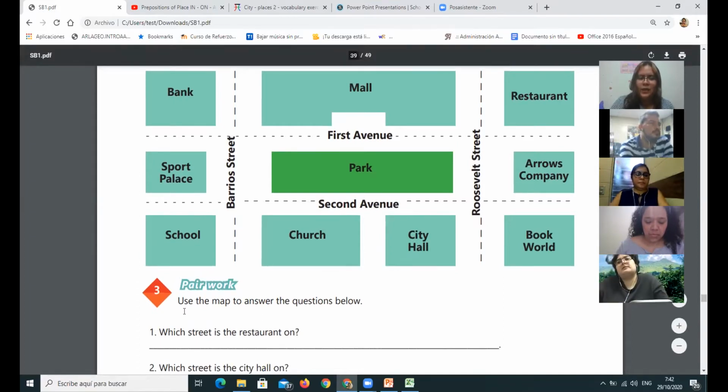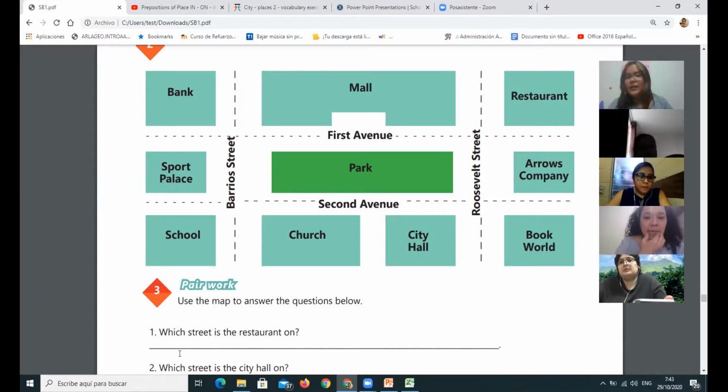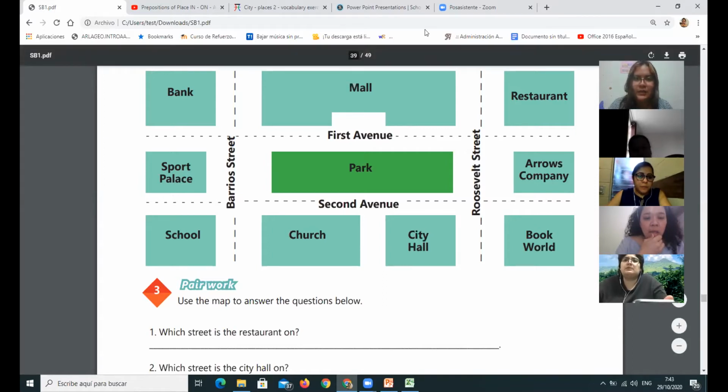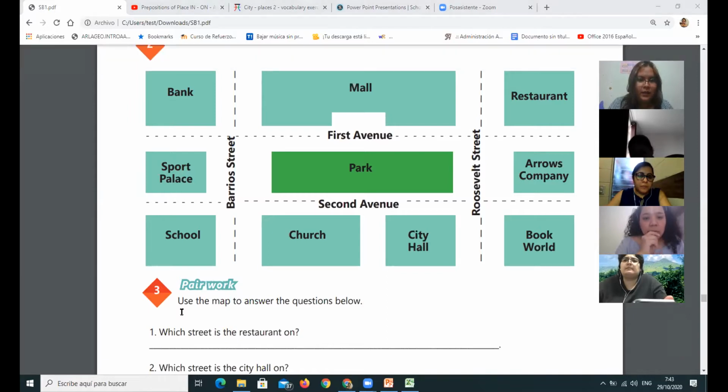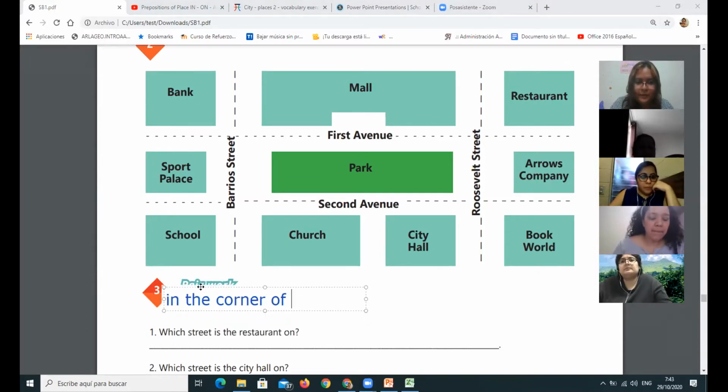Yes. Look at question number 1 under the map. Which street is the restaurant on? Roosevelt Street. In the corner of Roosevelt Street and First Avenue. In the corner of, okay, let me write it here. Roosevelt Street and First Avenue. Roosevelt Street. Second Street and... No.